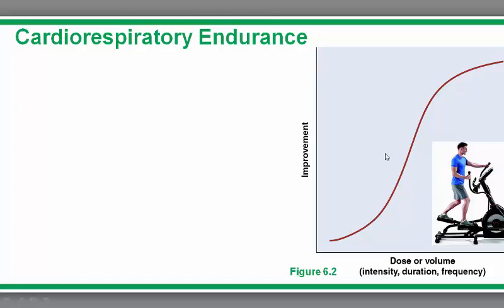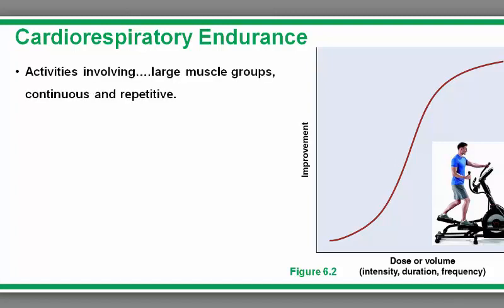In this lecture, we're going to focus on the determination of exercise intensity as it relates to cardiorespiratory endurance. And when we think about cardiorespiratory endurance, we're referring to activities that typically involve large muscle groups that are continuous and repetitive. One example, as we can see here on the bottom right-hand corner of the slide, is a person performing exercise on what's called an elliptical exercise machine.